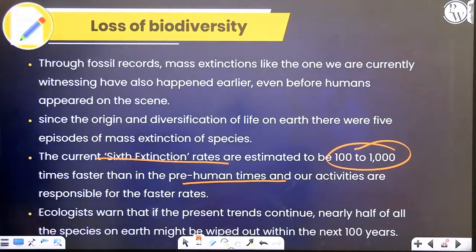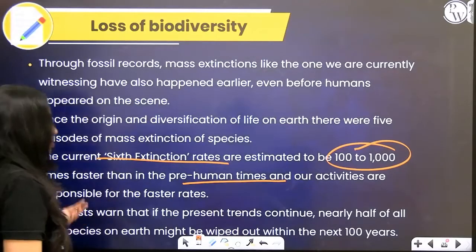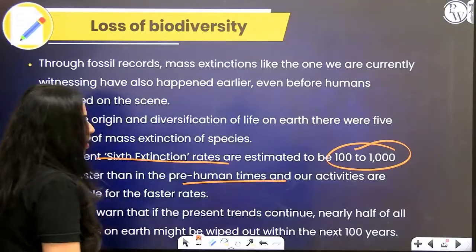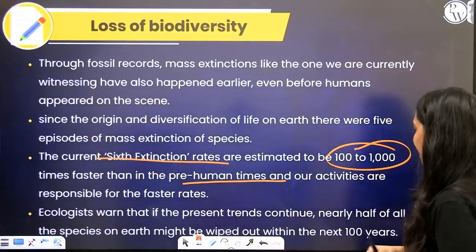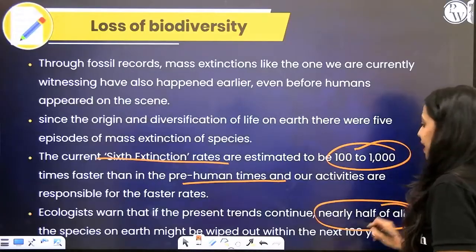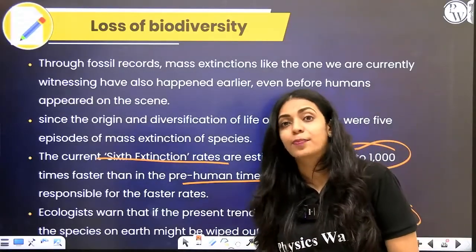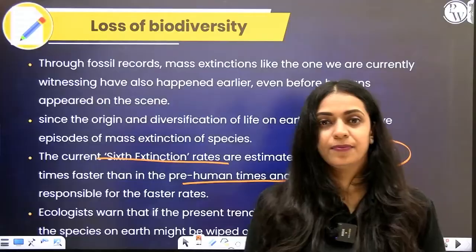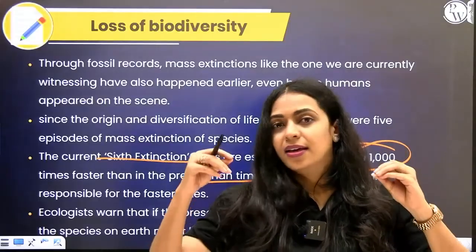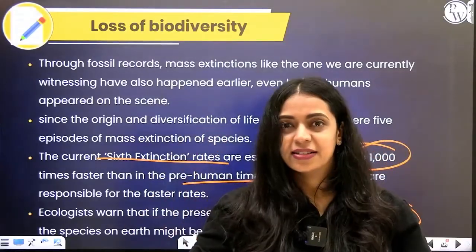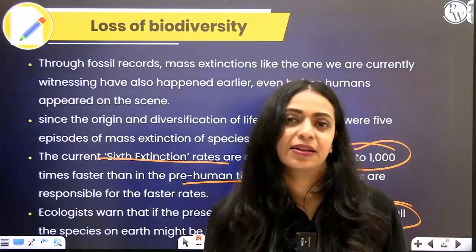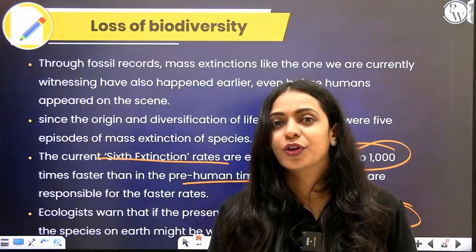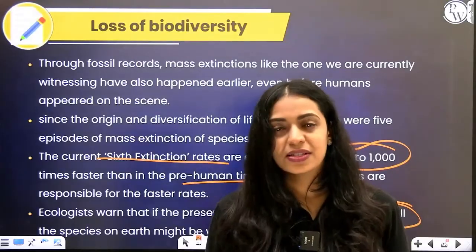And it is our activities, it is the human activities that is mostly responsible for this. Several ecologists have even studied and told us that nearly half of all of the species that are present on this planet can go extinct within the next 100 years if we do not actively work towards conserving them. That is why it's so important for us to conserve the biodiversity around us.